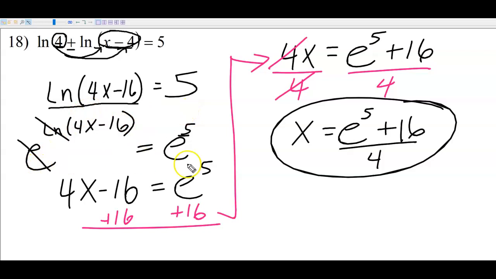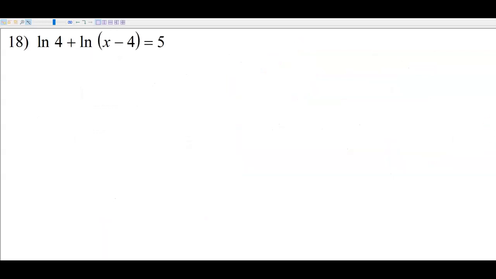Next thing we do is we exponentiate both sides. So we end up with 4x minus 16 equals e to the 5th. Adding 16 on both sides gives us 4x equals e to the 5th plus 16. Dividing both sides by 4 gives us our final answer. Okay. All right. So that's the end of the ln problems, and the video went a little bit quick. So I'm going to go ahead and talk about how to solve problems that result in quadratics. So let's go ahead and move on to our final example for the day.